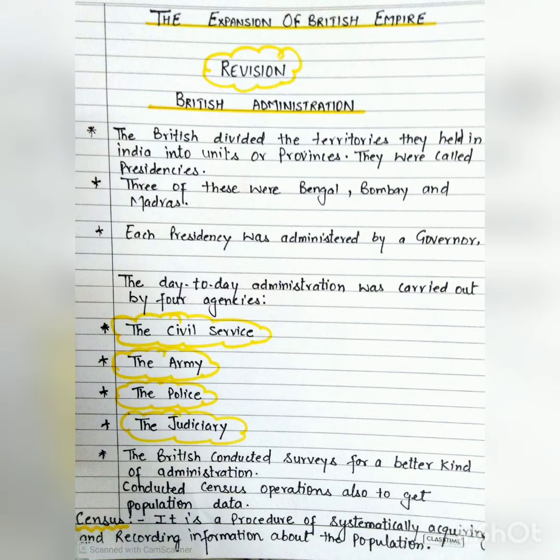To do that, they started forming these agencies, these pillars: the civil services, the army, the police and the judiciary. Why did they start all this? To increase their profit from trade, to increase the profitability of the territories also, and to strengthen their hold over India. And to conduct this, the territories which were captured by them were divided into different presidencies, and each presidency was administered by a governor. So one by one we are going to study all these 4 pillars.